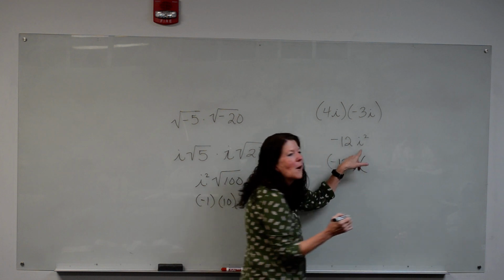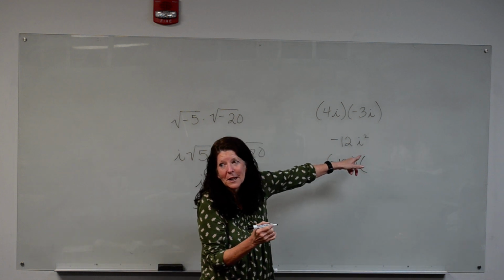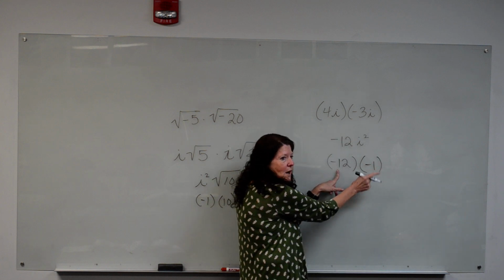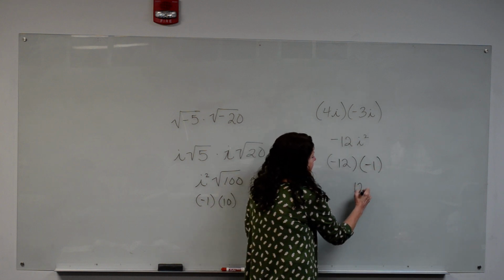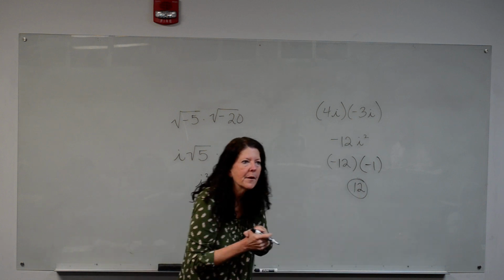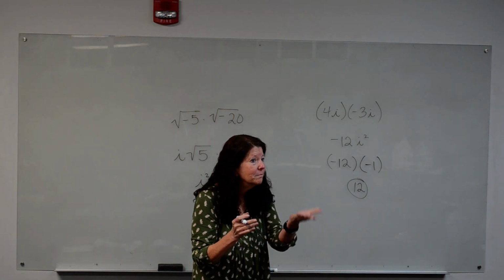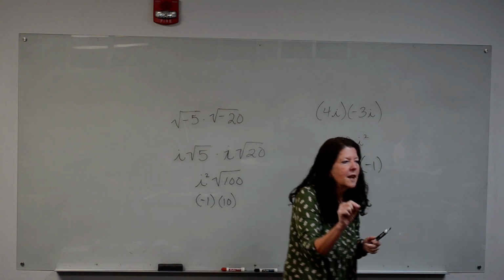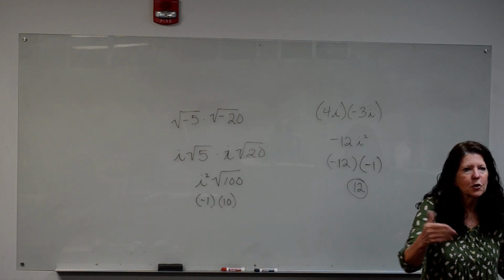If we get this next problem right. All right, I squared. What is I squared equal to? Negative 1. So I'm going negative 12 times negative 1, which is positive 12. Got it. It's really not that hard, because you treat the I just like you treat any other variable when you're doing math on it.